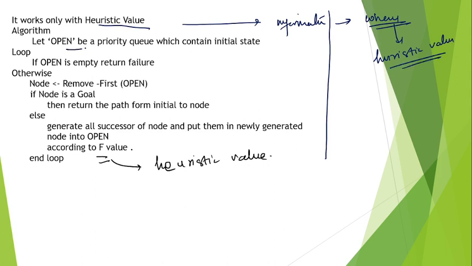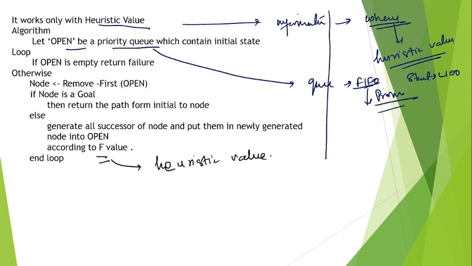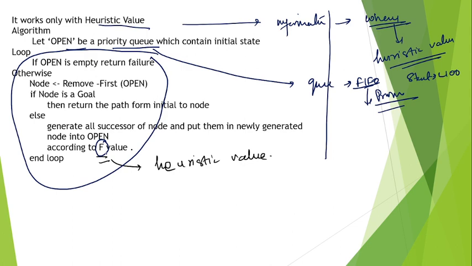Let open be a priority queue. What do you mean by priority queue? A queue is first in first out, and a stack is last in first out, LIFO. In a priority queue, the data is stored based on priority, based on the values, and we will see all this as we solve the problem. But do remember, whatever value is stored here is in the queue with the help of the heuristic function. This is the major part.